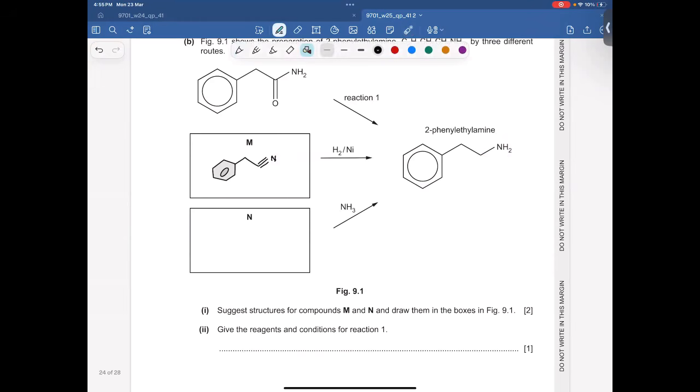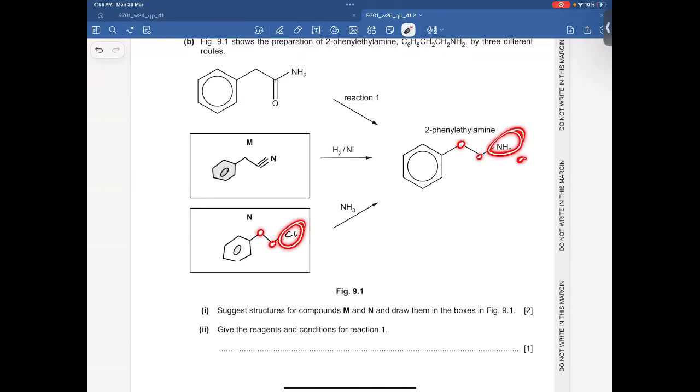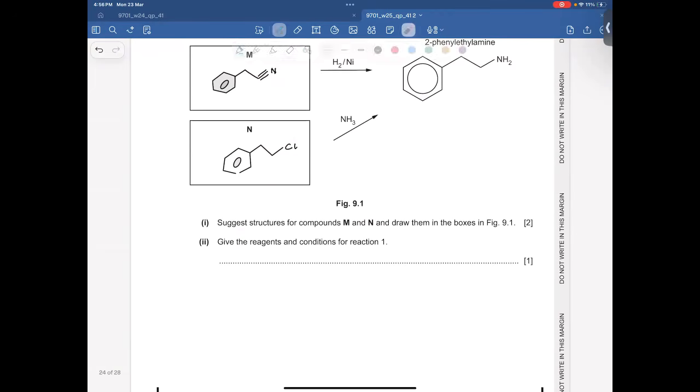N, let me draw N. CH2, CH2, and then Cl. So you can write Cl, Br, or I, it's totally up to you. Okay, so this CH2 will remain as it is. This CH2 will remain as it is, and instead of chlorine, NH2 will come. Here we have CH2, this is CH2. This carbon will turn to CH2, this nitrogen will turn to NH2. I hope it makes sense to you. Give the reagent conditions for its reaction 1. It's lithium aluminum hydride.